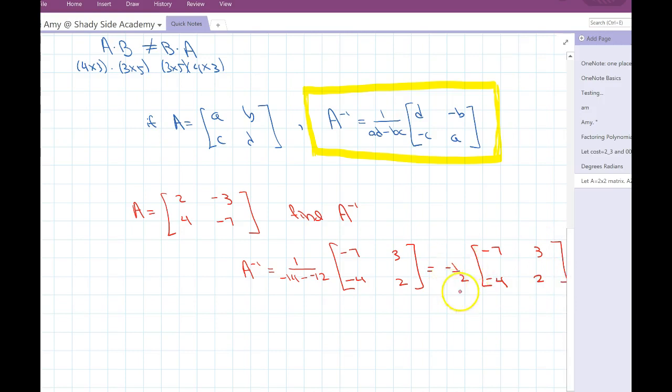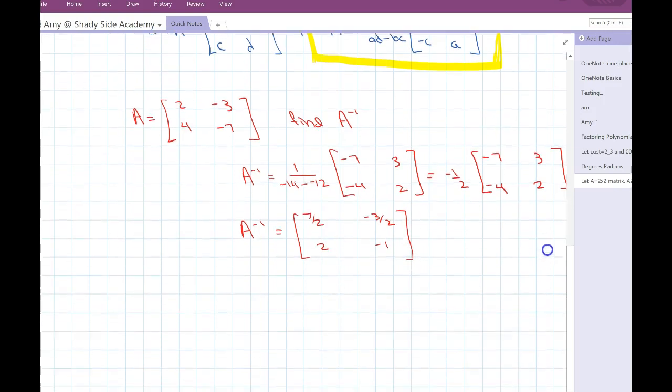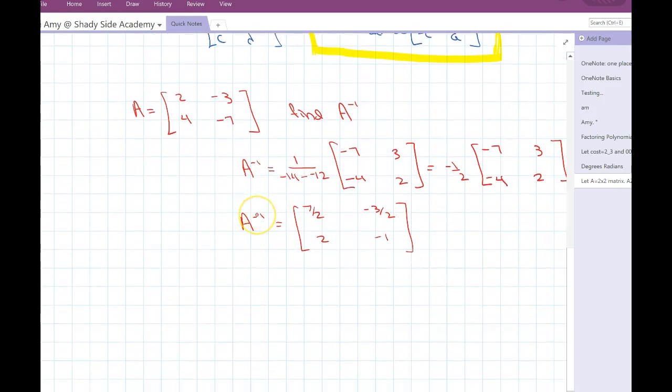And what I'm going to do now is multiply this scalar multiple by all the terms inside. And I get the inverse of A is equal to 7/2, negative 3/2, 2, and negative 1. Okay? And now let's just show that this is indeed an inverse. If this matrix was the inverse of A, then it should be that A times the inverse of A should equal the identity. Okay, let's show that.